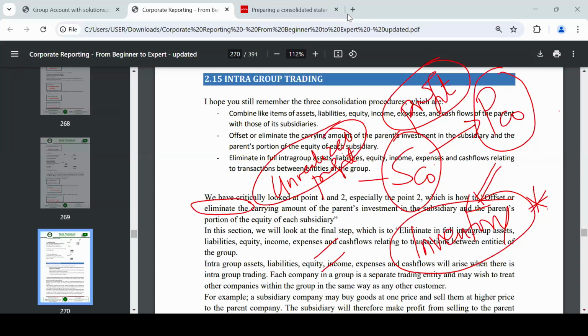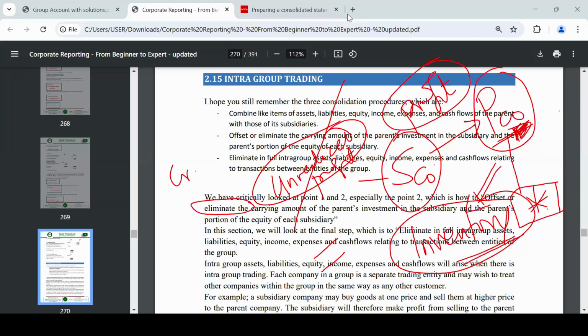And this inventory is still in the book of Pico. These goods are still in the inventory of Pico as at the date of consolidation. What are we going to do? We are going to need to cancel out this unrealized profit. How do we do that? It's still under inventory. So when we are consolidating, we will not consolidate this item of inventory that Pico bought from ESCO.